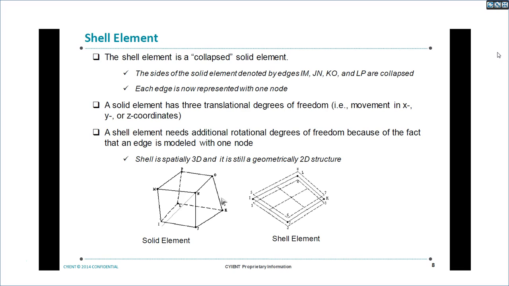So one reason why shell element has 6 degrees of freedom, why not 3? The simple reason is that in shell elements, the edge is represented by one node. Okay, this edge is represented by one node. So to capture the edge behavior, we need that additional degrees of freedom, 3 additional degrees of freedom. We'll see why that is required.